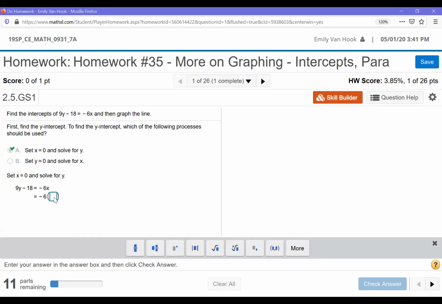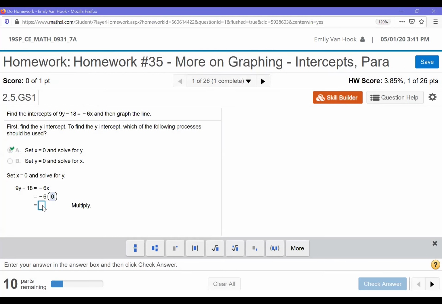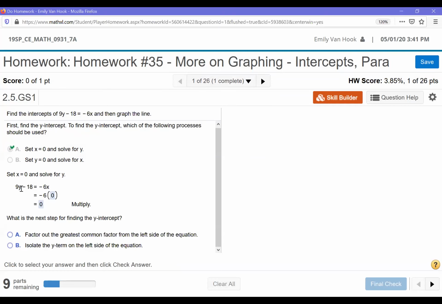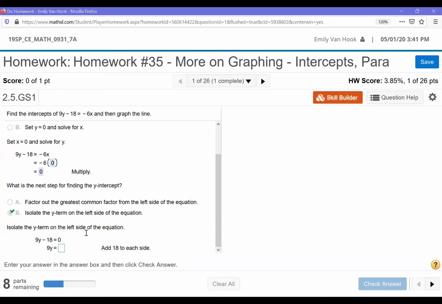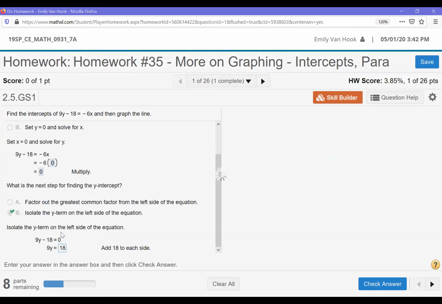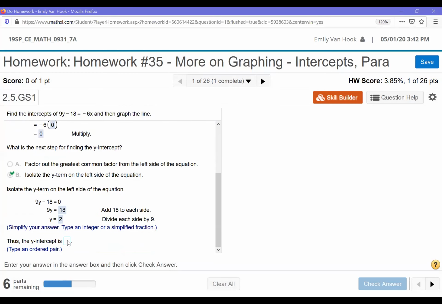So we're plugging in 0 for x here. Yep, anything times 0 is 0. Then we'll solve for y. So the next thing we'll have to do is add 18 to both sides and divide by 9. So what's the next step? We're going to isolate the y term on the left side of the equation. Okay, so we're adding 18 to both sides. Then we'll divide by 9 and get 18 divided by 9, which is 2. Okay, so we just found the y-intercept.